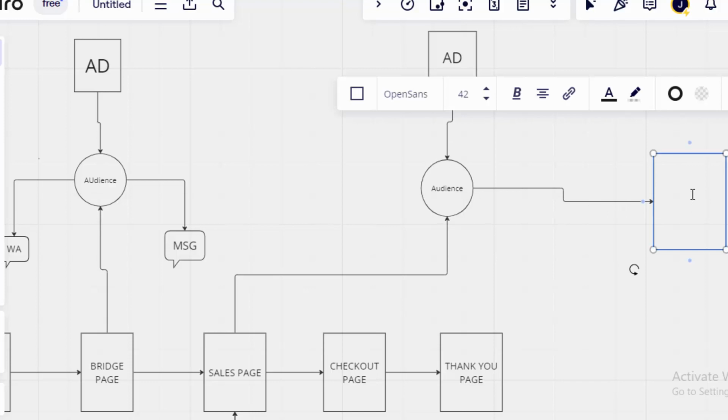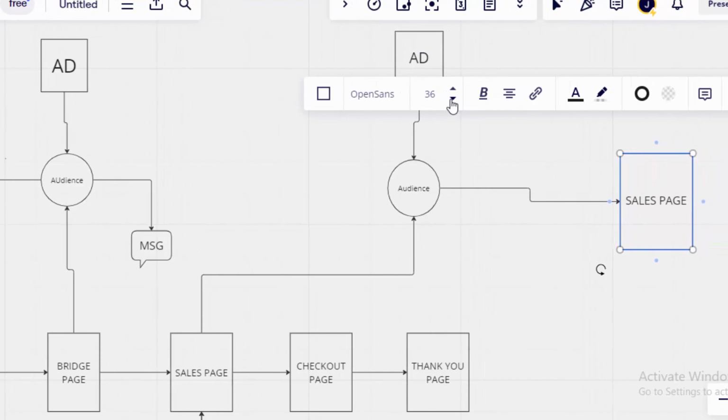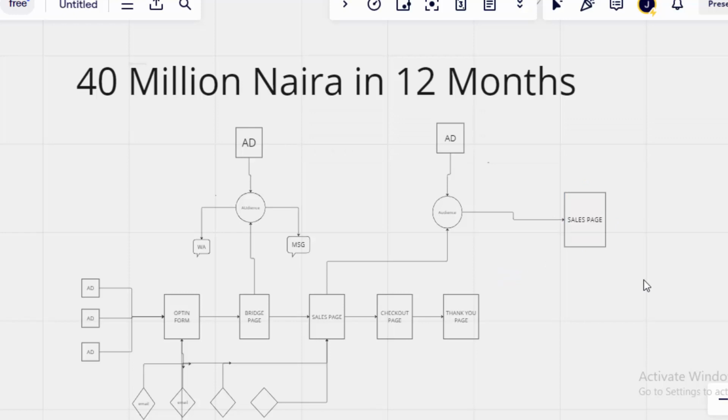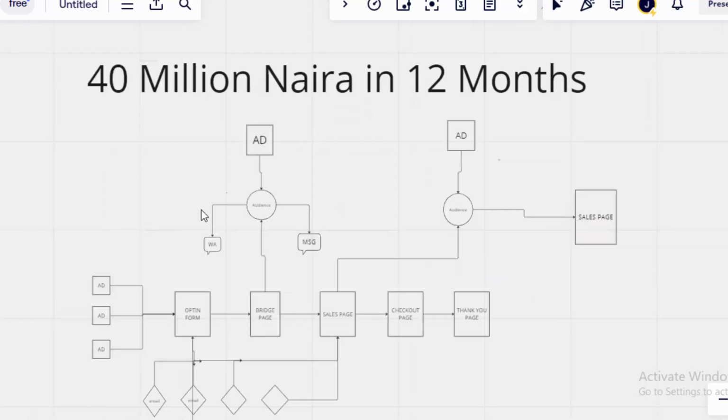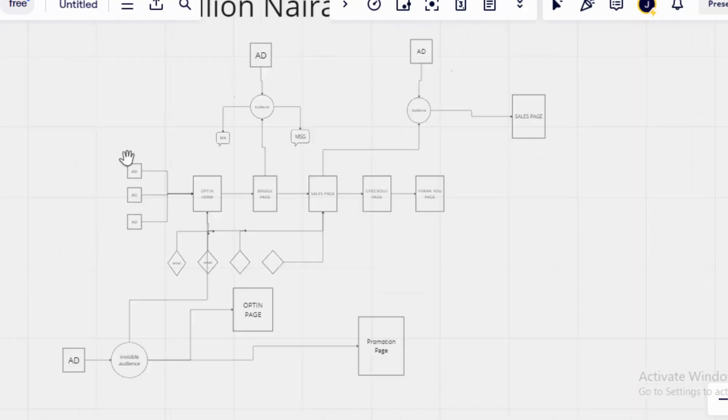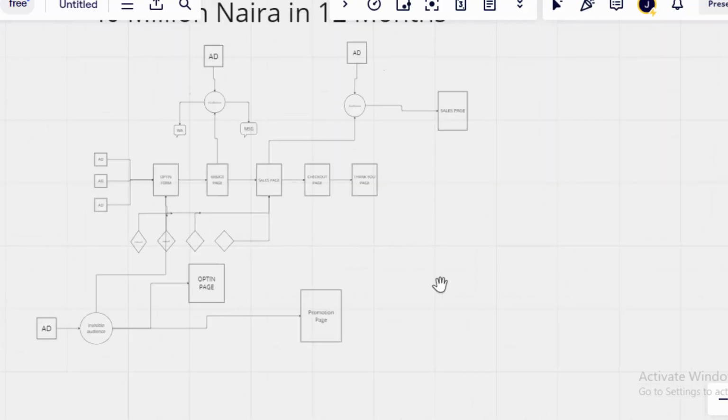So this is also a product page, or you can call it a sales page, however you want to refer to it. You are basically talking about the offer that you're giving them, breaking down the offer, with lots of testimonials on this page, to get the people to buy from you. So this is the entire funnel. I believe if you deploy this right into your e-commerce business, you will do well.